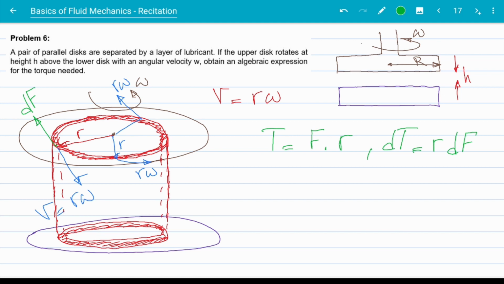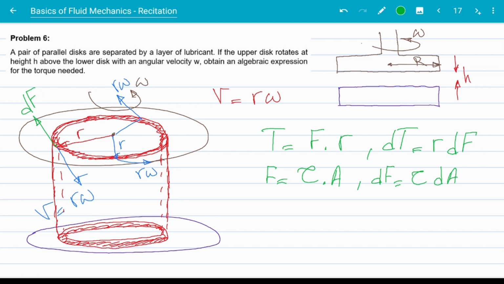For this fluid element, this red element that I have here, I know that because the fluid inside is viscous, I have some sort of a friction force. I'm going to show it with dF, and it's opposing the motion. So the amount of torque caused by that dF is dT. Now, what is dF? I know that the friction force due to a viscous fluid is tau, shear stress, times the area that the shear stress is applied to. So for our case here, dF becomes tau, the shear stress of the fluid, times dA.